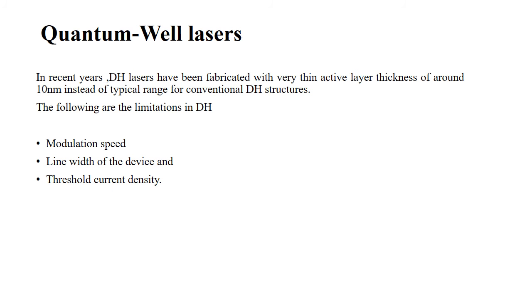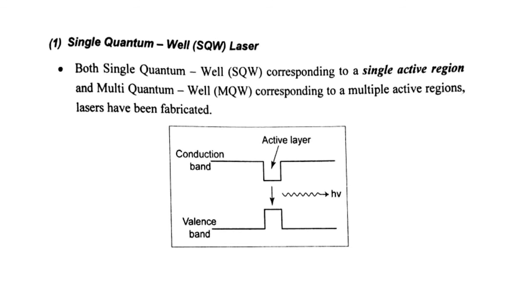Quantum well lasers. In recent years, double heterostructure lasers have been fabricated with a very thin active layer thickness of around 10 nanometers instead of the typical range for conventional DH structures. The following are the limitations in DH: modulation speed, line width of the device and threshold current density. In this structure, the thin active layer causes drastic changes to the electronic and optical properties in comparison with the conventional DH laser.